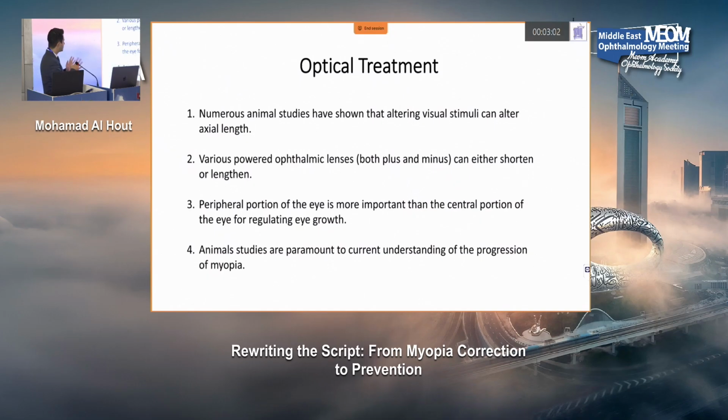Just to start briefly with the optical treatment, many animal studies have shown that altering the visual stimuli can alter the axial length, and various powered ophthalmic lenses, plus and minus, can either shorten or lengthen the axial length. And we all know that the peripheral portion of the eye is more important in myopia management than the central part of the retina.